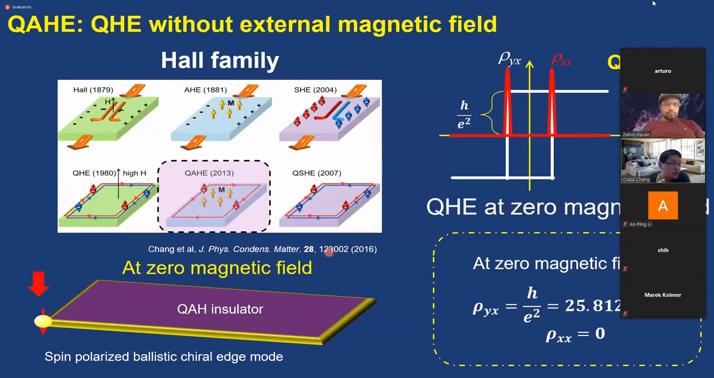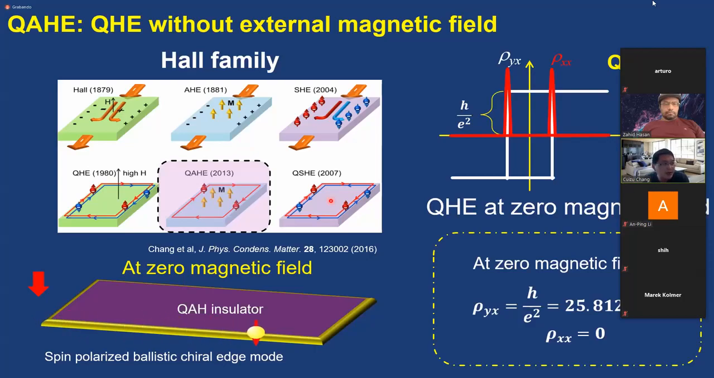The answer is yes. This kind of quantum Hall effect we call the quantum anomalous Hall effect. So let me introduce the quantum anomalous Hall effect. This is the Hall family. There are three basic members: Hall effect, anomalous Hall effect, and spin Hall effect. And their quantized versions we call quantum Hall effect, quantum anomalous Hall effect, and quantum spin Hall effect. The quantum spin Hall effect is just the 2D topological insulator that was introduced in the previous talk.